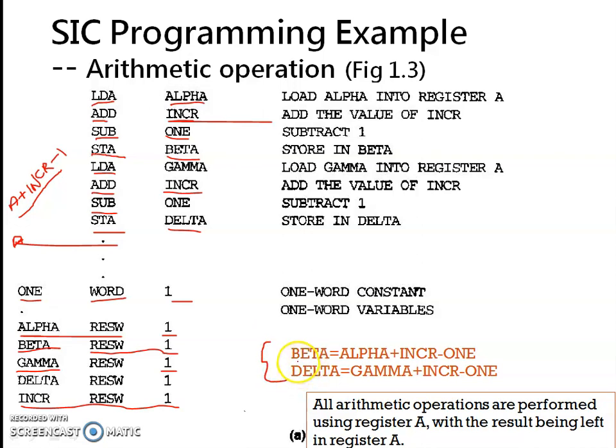Beta is equal to alpha plus INCR minus 1 and delta is equal to gamma plus INCR minus 1. Okay, so in this case, during the runtime, you will be initializing some values to this alpha and INCR. Some value will be initialized which will be loaded to the accumulator and performs the rest of the operation as given. So this is a case with arithmetic operations.